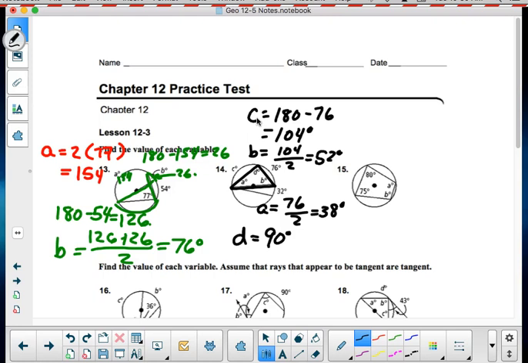In 15, I'm looking at opposite angles of a four-sided figure inscribed in a circle are supplementary. So 80 plus B is equal to 180, so B must therefore be 100. 75 plus A is equal to 180, so A must be 105. So that's what those two values will be.